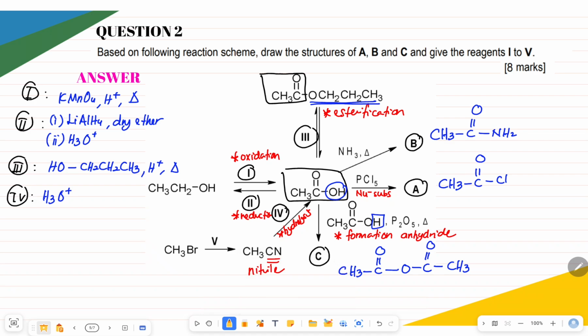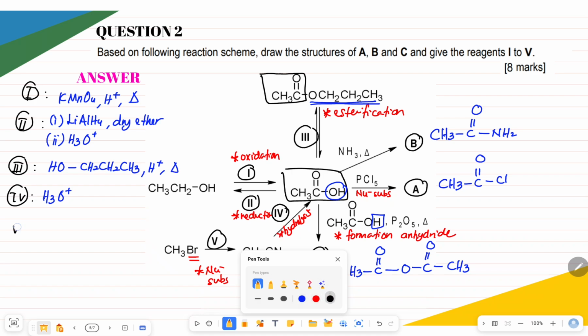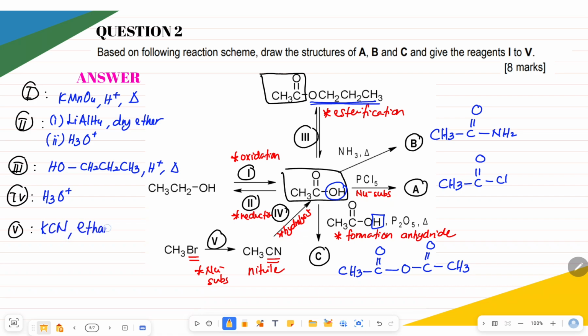Lastly, for arrow number 5, here from Br to become CN, this is nucleophilic substitution. This is under chapter 7, haloalkane. So for nucleophilic substitution, we want to substitute the halogen Br to CN. We are going to use KCN in any alcohol. So let's say I'm using ethanol, and this one also requires heat. Okay, so each of these you get 1 mark.